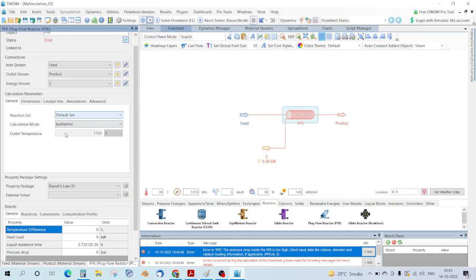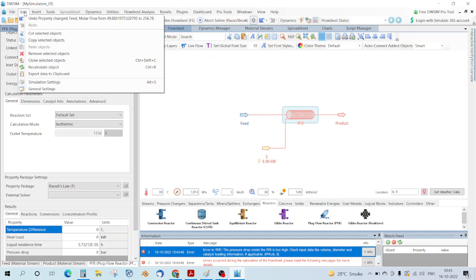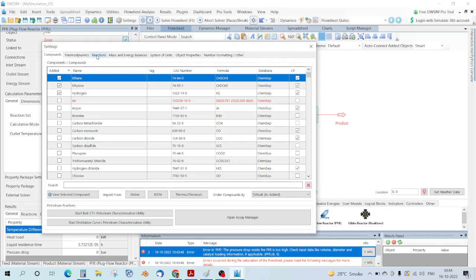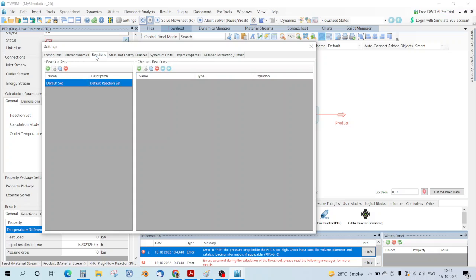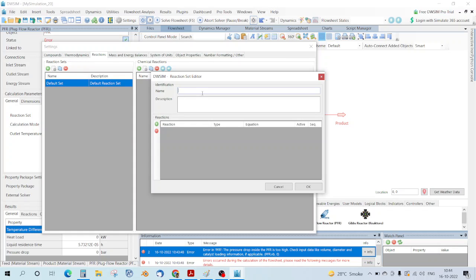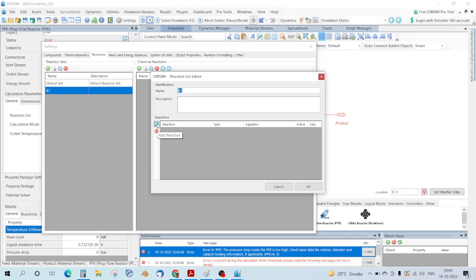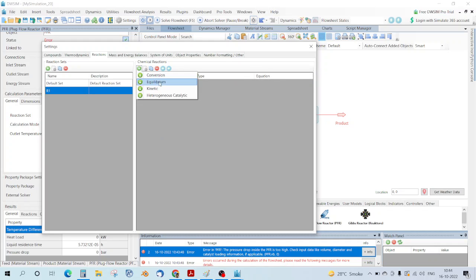Now we need to take the reaction set, so go to insert or edit and simulation settings. We need to go up here, the reactions, and let me add a new one, so say R1, reaction 1, and that's okay. Now also let me add the reaction. So let's add first a kinetic reaction.